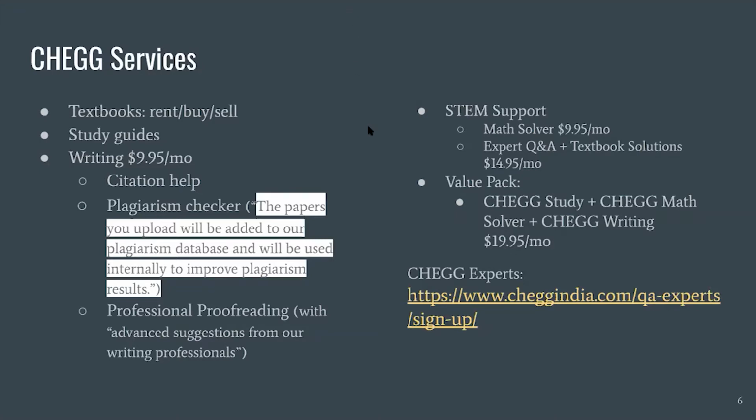The big issue though is STEM, and STEM support is where they're making all their money. They have a math solver service for $9.95 a month. And they have the expert Q&A plus textbook solutions for $14.95 a month. Or the value pack, where you get pretty much everything for $19.95 a month.